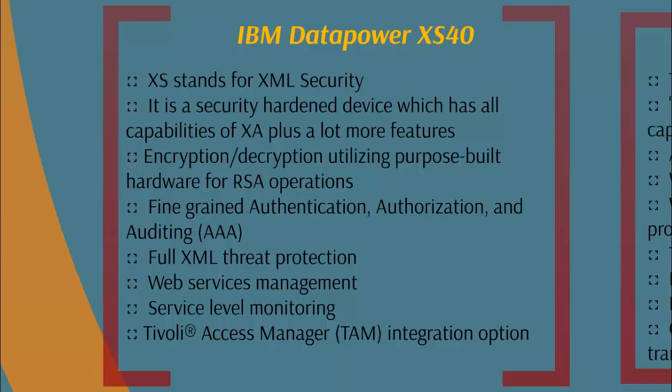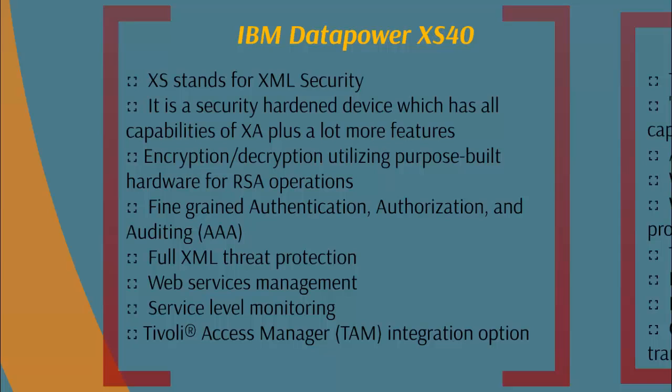Then it has fine-grained authentication, authorization, and auditing. So that's how Datapower typically deals with authentication. When we talk about authentication, Datapower says that it has three aspects: authentication, authorization, and auditing, AAA together. So in XS40, you can have an AAA policy that deals with the authentication and authorization aspects of it. So in a nutshell, you have that sort of capability in the Datapower as well.